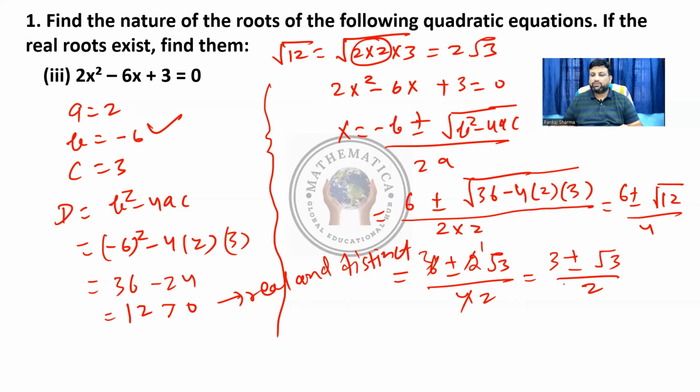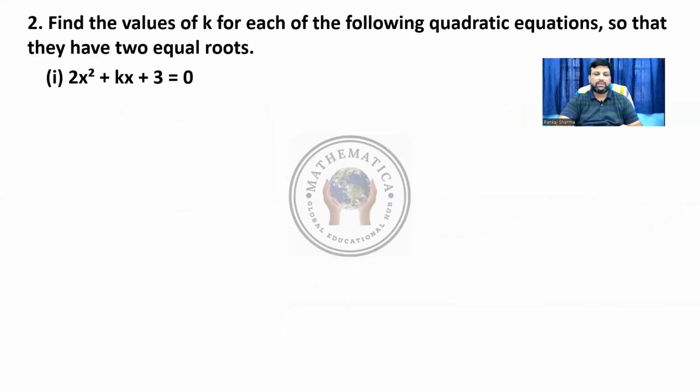If I take the positive sign, then the root will be 3 plus root 3 by 2. And if I am taking the negative sign, the root will be what? 3 minus root 3 by 2. So this is the solution of question number 1, third part. So these will be the roots. Both roots will be real and distinct.